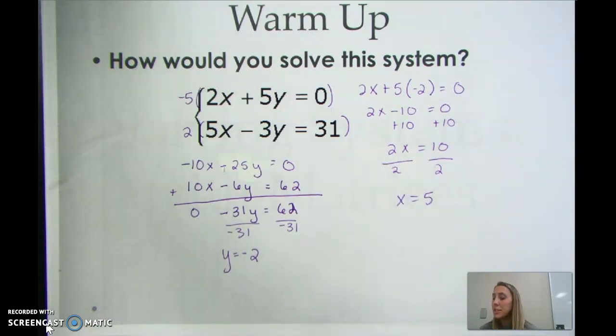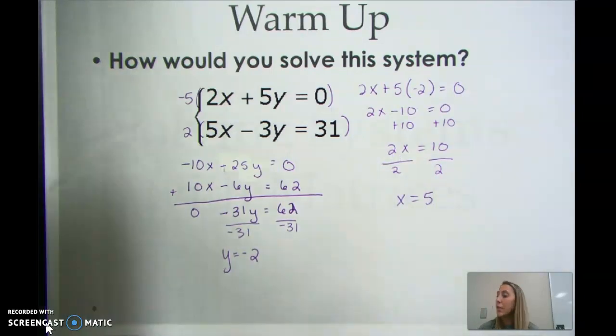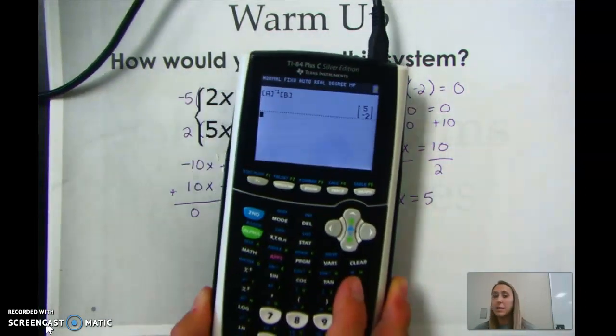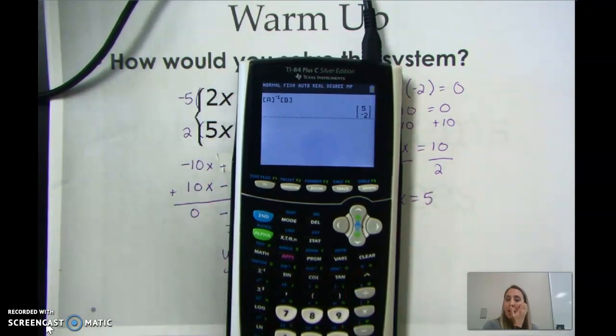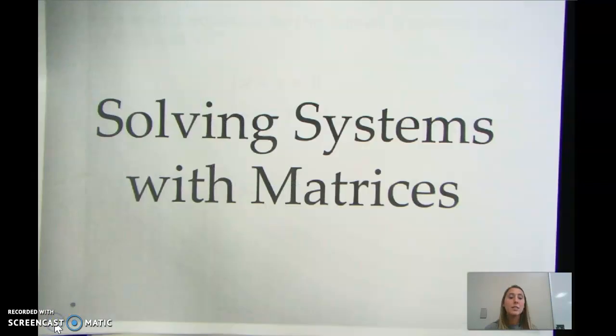Well, there's a much easier way to do this on our calculator, and it looks something like this. So matrix A inverse B equals 5, negative 2. If x was first, that was 5, and y was negative 2. That was so much easier than all the work I did. Now I'm going to teach you how to do that. So we're going to learn how to solve systems with matrices using a calculator.